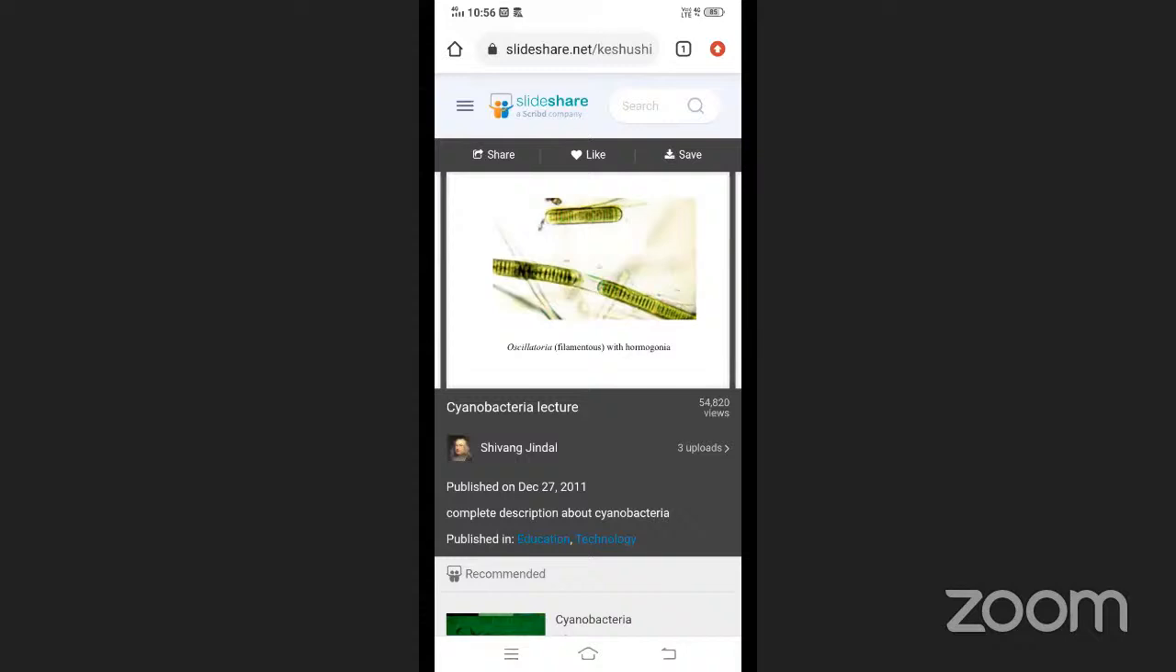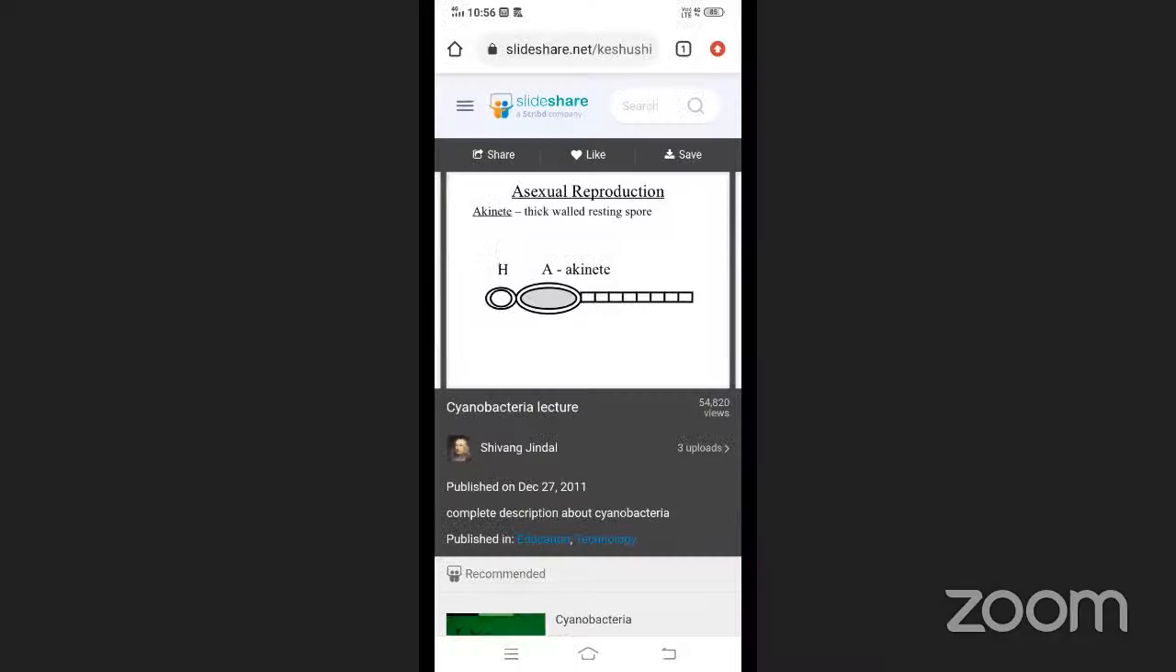In the asexual method, reproduction is by actinides and endospores. Another one is the exospores also. So this is the actinide formation. Actinides can be produced in unfavorable conditions only. In unfavorable conditions only, the actinides are formed.